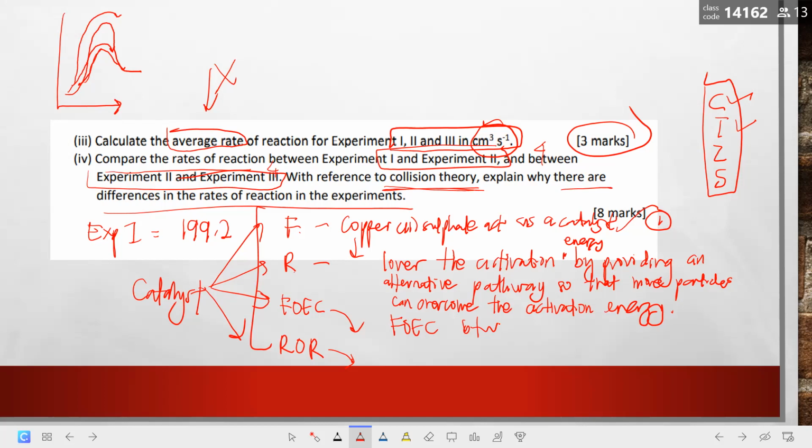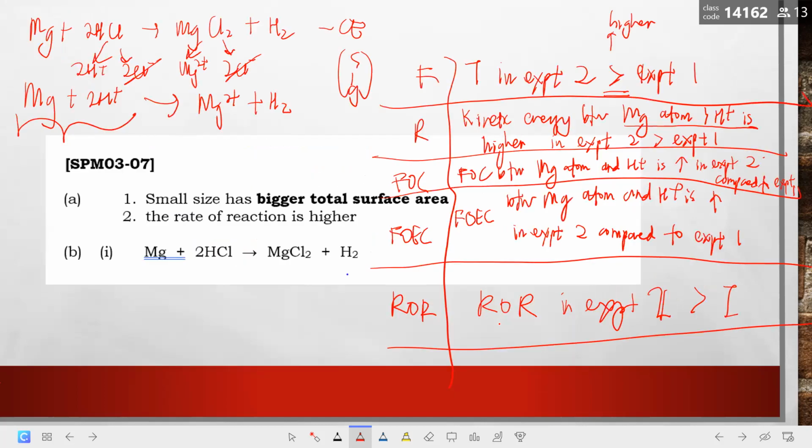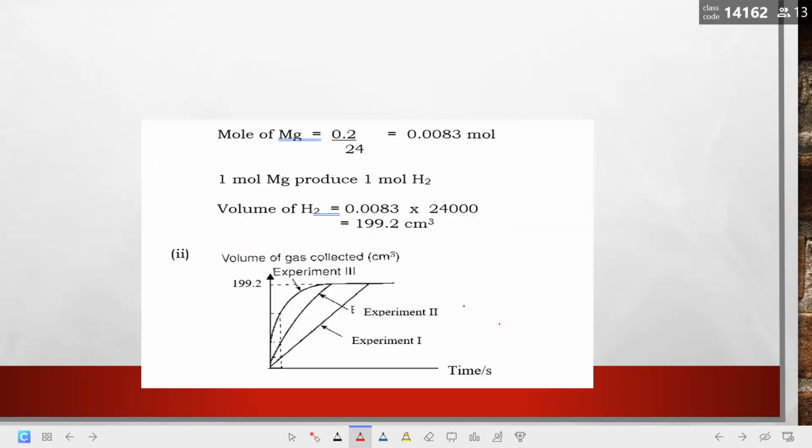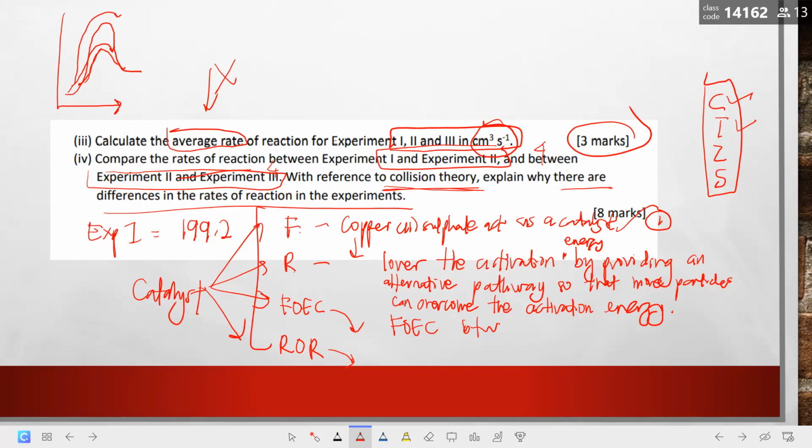But just now we did it together already. What are the particles we are using here? Magnesium and hydrogen. Okay, correct. So magnesium atom and hydrogen ion, carry on. Increases. Cannot. You're comparing experiment 2 and experiment 3. You cannot say increases.